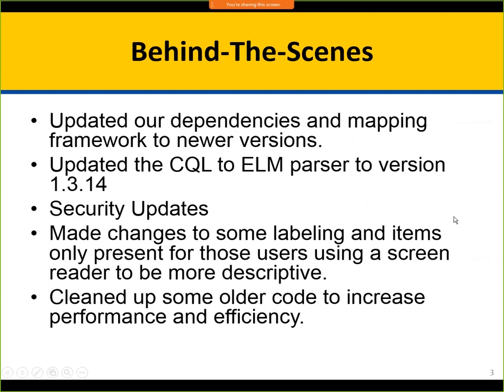The changes that we've made to the MAT version 5.7 that are not so visible to most of our users are that we have made some updates to our dependencies and mapping framework, and we updated those to newer versions so that we have better functionality within the tool. We've updated the CQL to ELM translator to version 1.3.14. We've made some security updates. We've made changes to some of the labeling and the items that are present for those users who are using a screen reader so that it's more descriptive for them. And we've cleaned up some of our older code to increase the performance and the efficiency again.